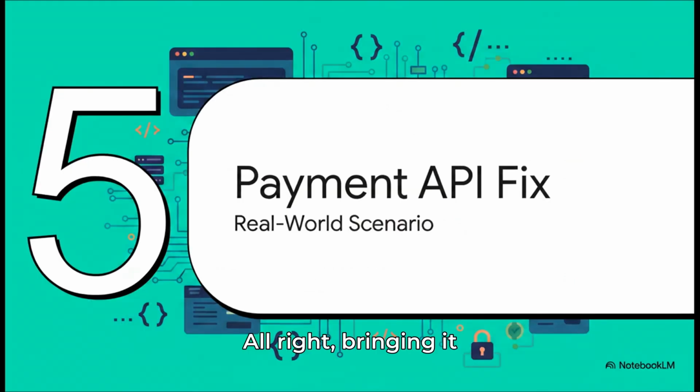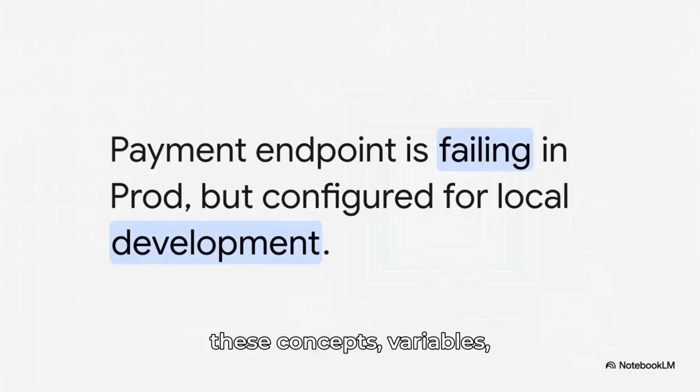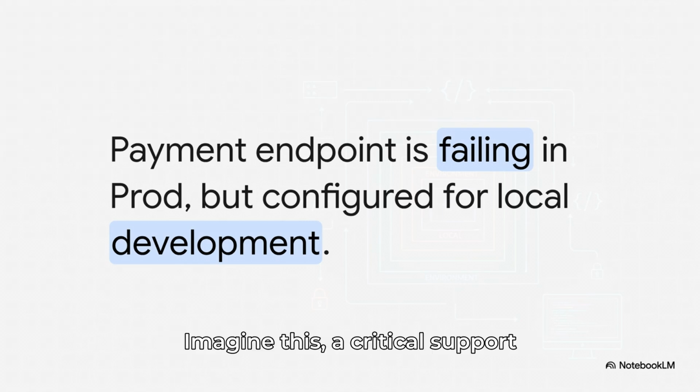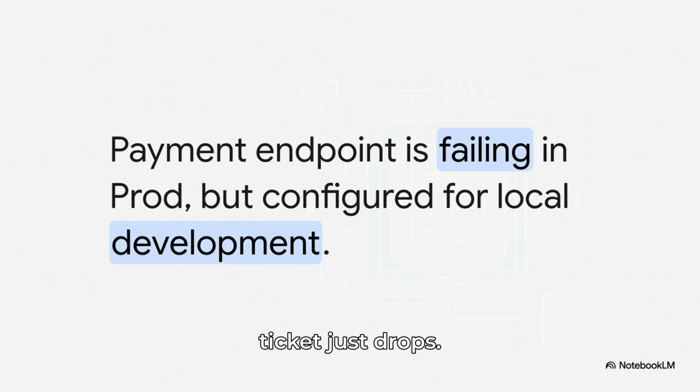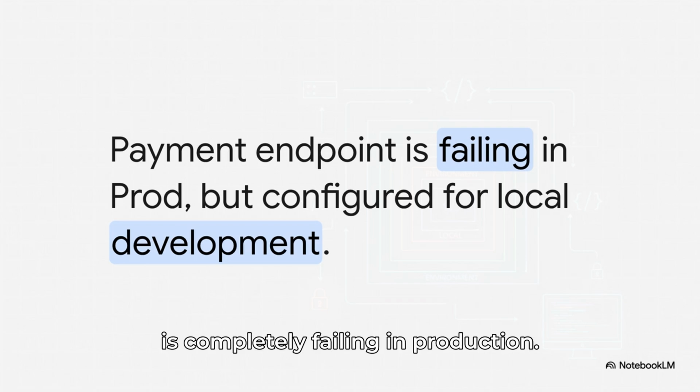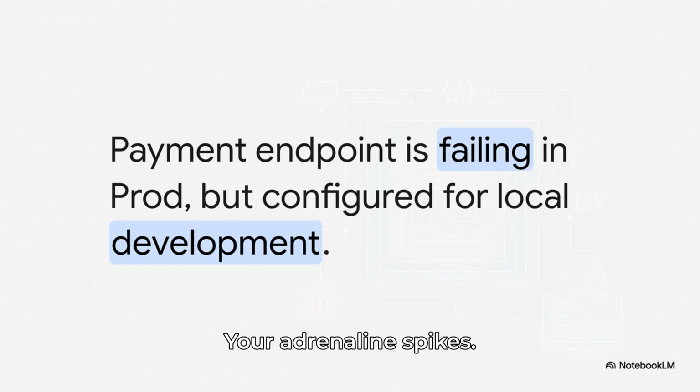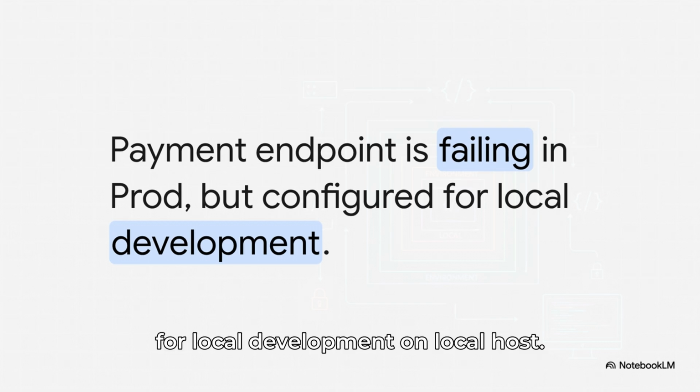All right, bringing it all together with part 5, a real-world payment API fix. Let's anchor all of these concepts, variables, environments, and automated auth, into a real day-to-day survival scenario. Imagine this. A critical support ticket just drops. The pet store payment endpoint is completely failing in production. Your adrenaline spikes. But right now, your Postman is configured for local development on localhost.